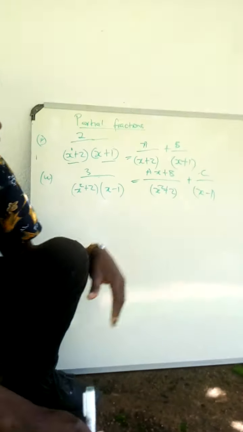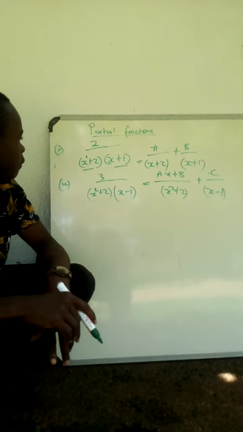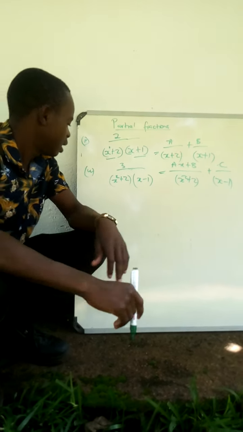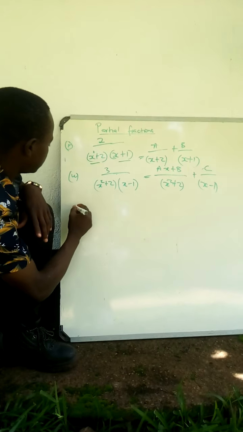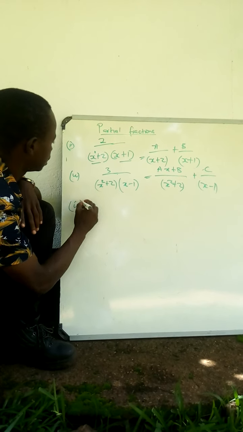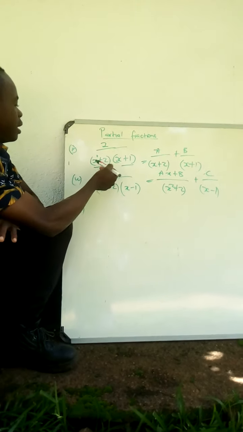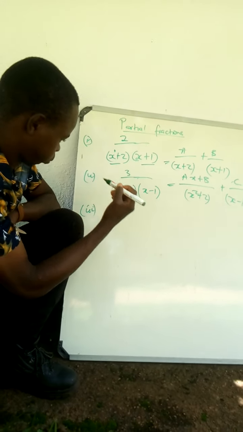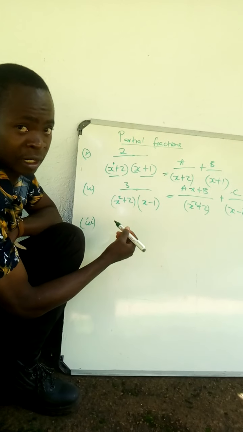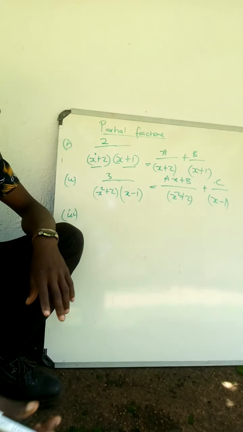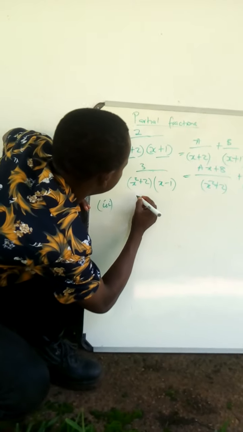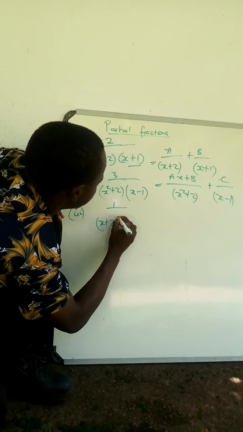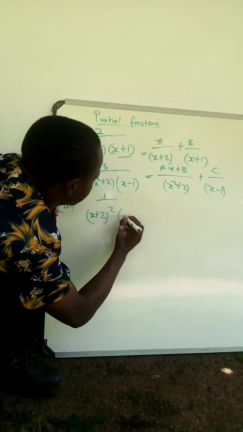Now let's go to the final kind of fraction which we can split into different fractions. So this is linear fraction, quadratic fraction, and repeated fraction. An example of a repeated fraction, let's say it's 1 over (x plus 2) squared times (x plus 3).